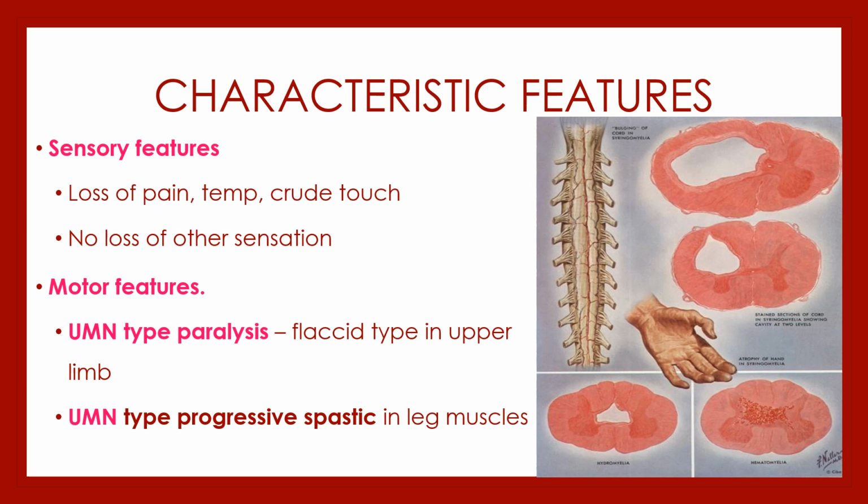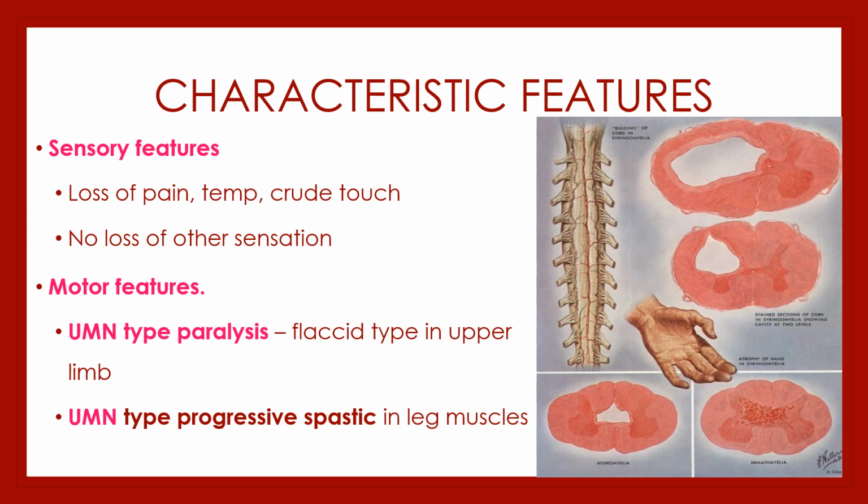And then motor features. Due to the spread of gliosis and cavitation, there is flaccid paralysis of the upper limb. This is a lower motor neuron type of paralysis, and this may occur due to the involvement of anterior horn cells.